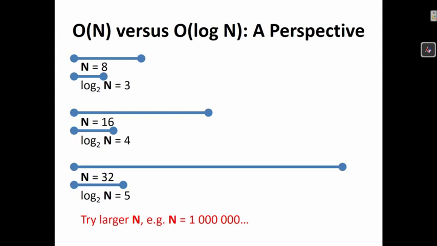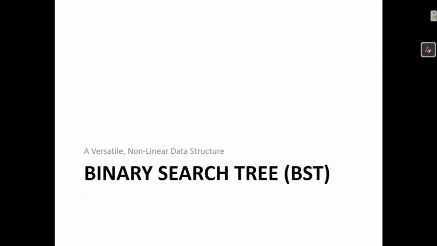So, can we do better? Of course we can do better, right? Otherwise you don't need to be here. Okay, so the way to do better is basically to use what we call a binary search tree, or BST for short.